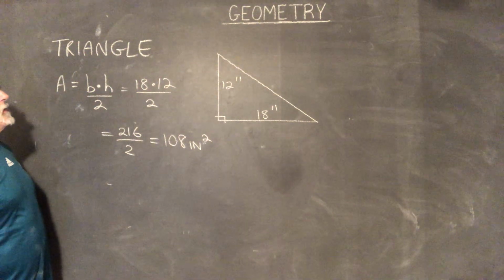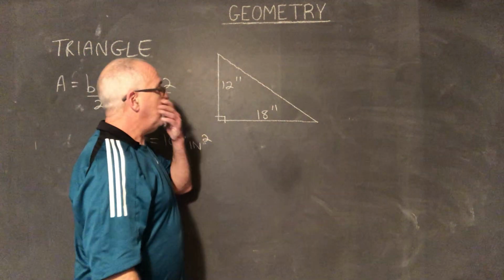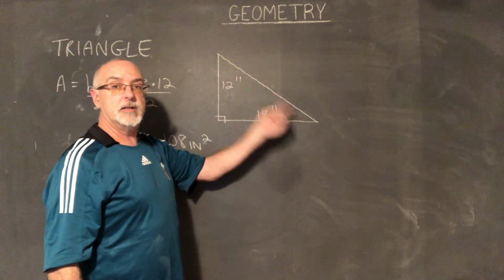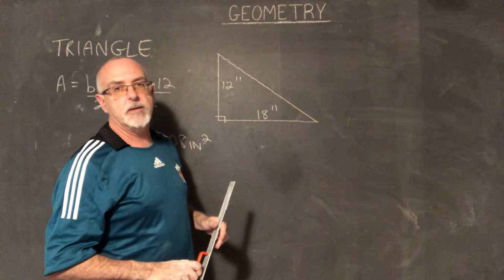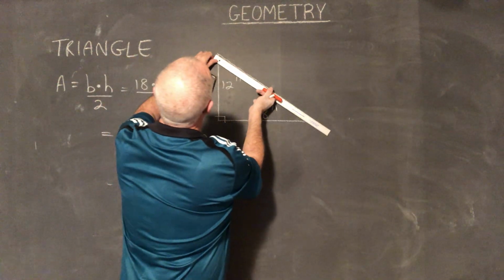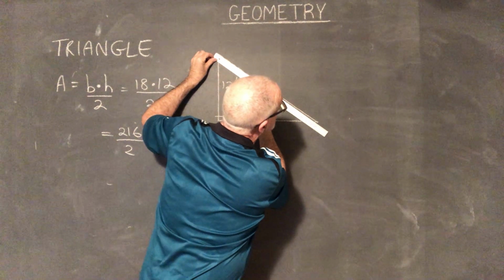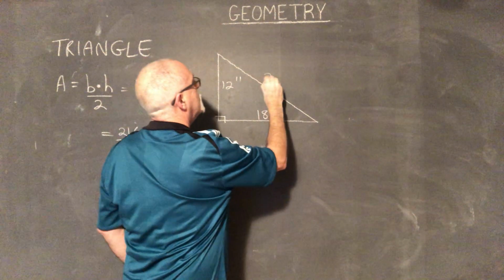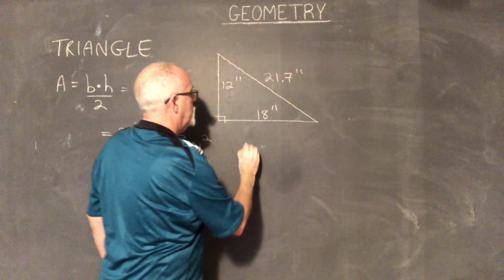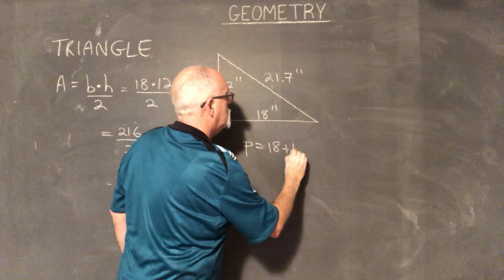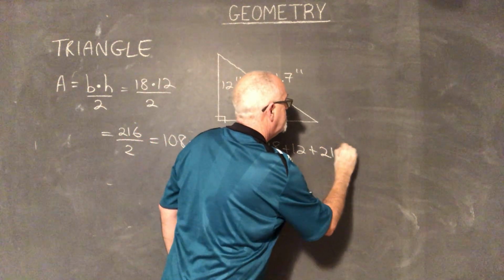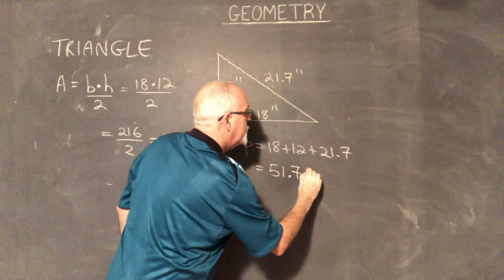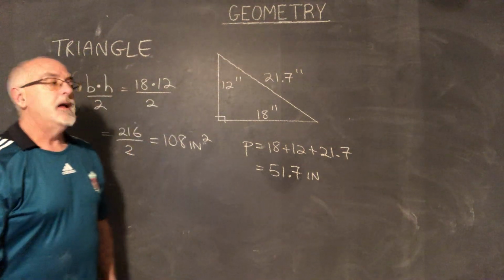I have my area. But to get the perimeter, I have to either do some really cool geometry calculations that might tell me the length of this third side, or in this case, for this lesson, I'm going to measure. So, how long is this side? Oh, it's not exactly 22, it's a little shorter, so I'm going to call it 21.7 inches. Therefore the perimeter is going to be 18 plus 12 plus 21.7, which is 51.7 inches, not squared, and we did it.